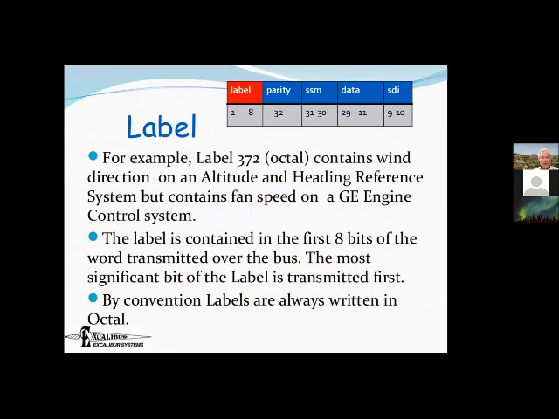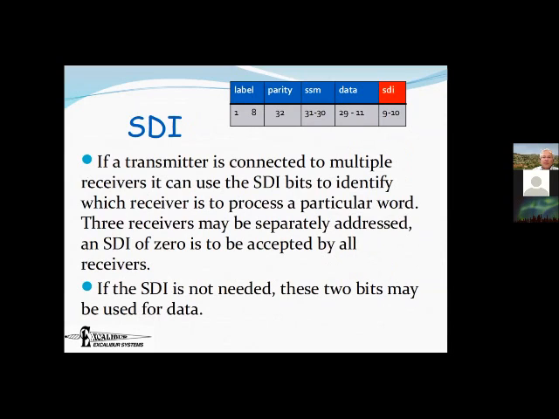Okay, and the label is the first thing in because there's not much you can do with the rest of the data until you know what label it is. So the label is the first of the 5 subfields of a 429 word.